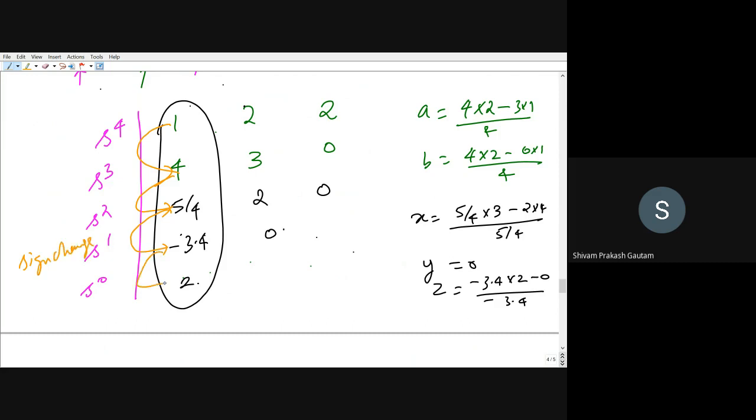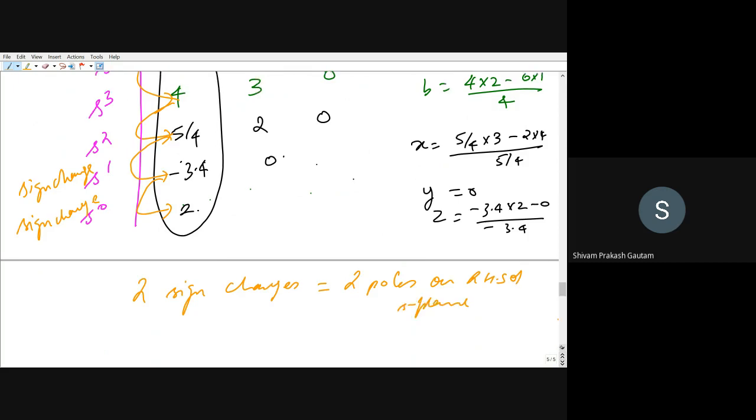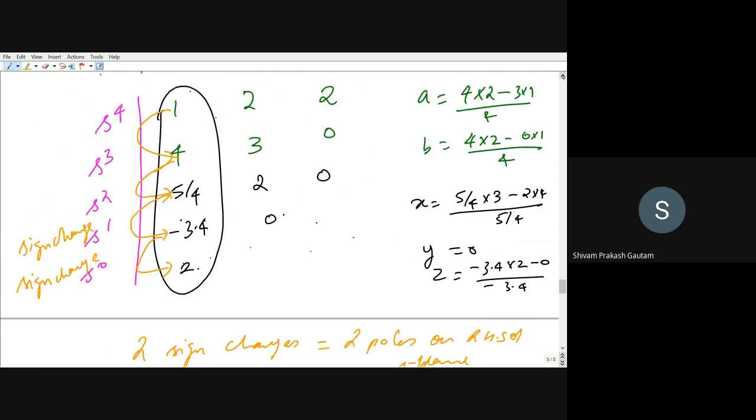When we move from minus 3.4 to here, again a sign change. So how many sign changes are we observing? As you can see from the first column, there are 2 sign changes. So that means 2 poles are on the RHS of the s plane. So if there are 2 poles on the right hand side, then we can say that the system is an unstable system. I hope this is clear to all of you.